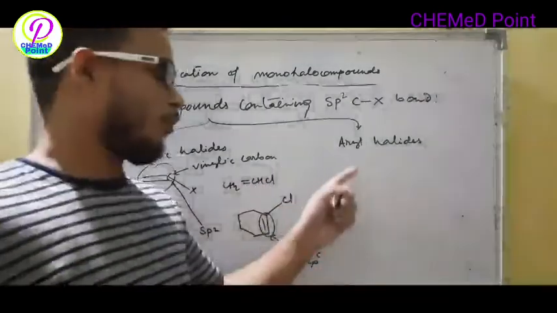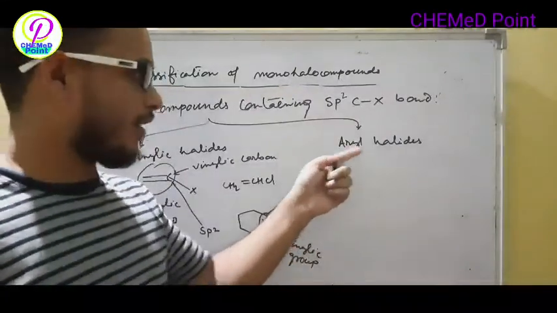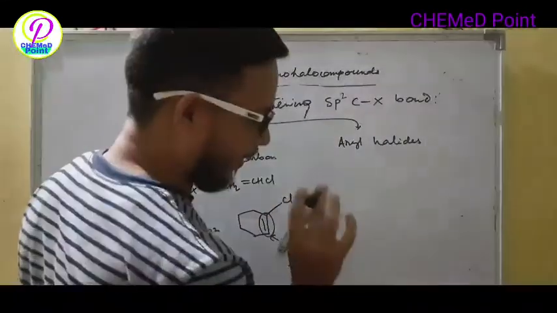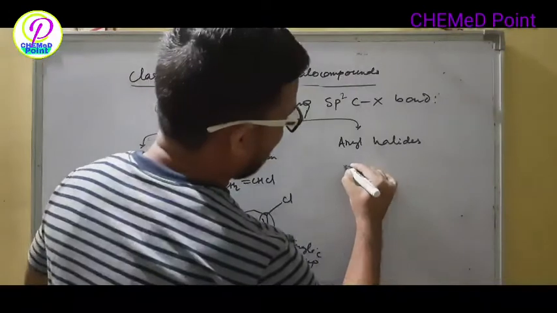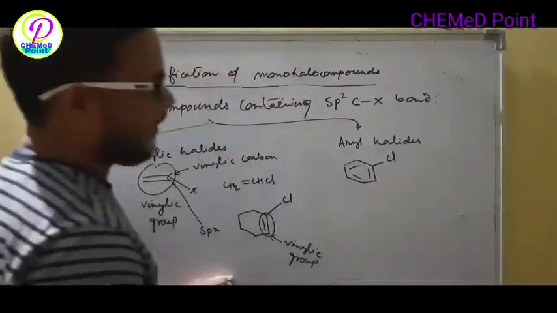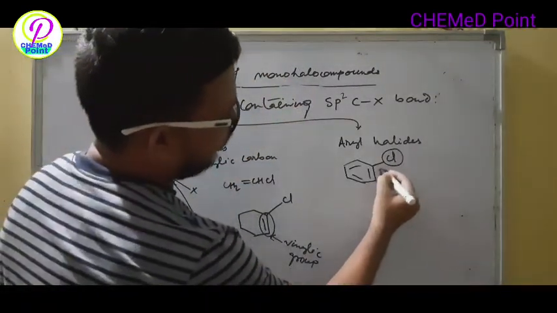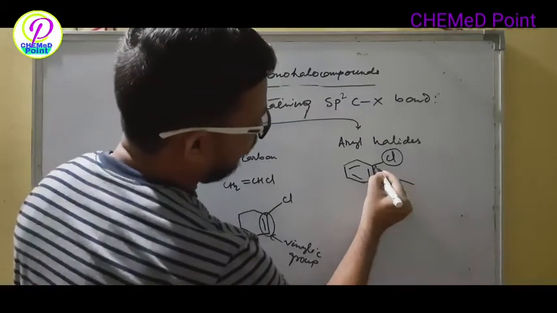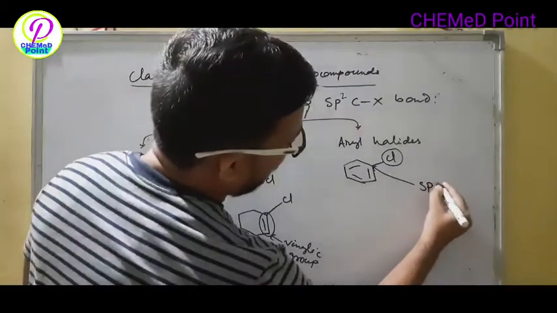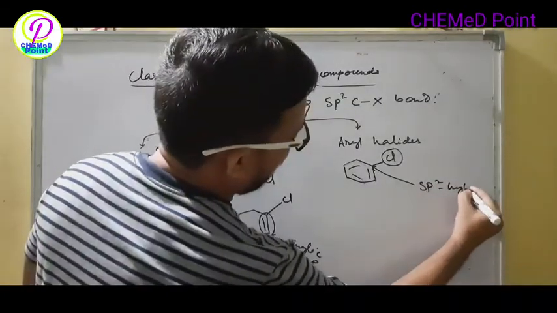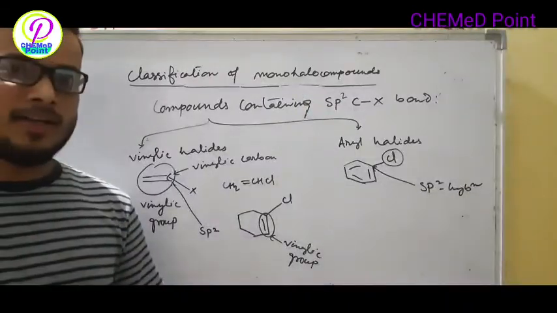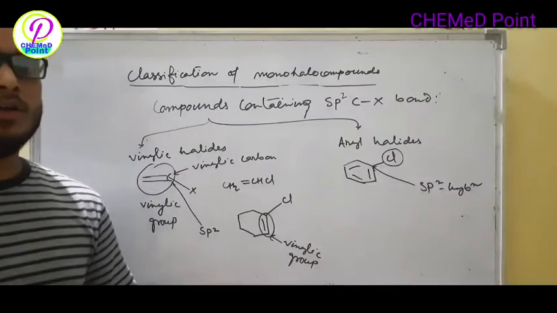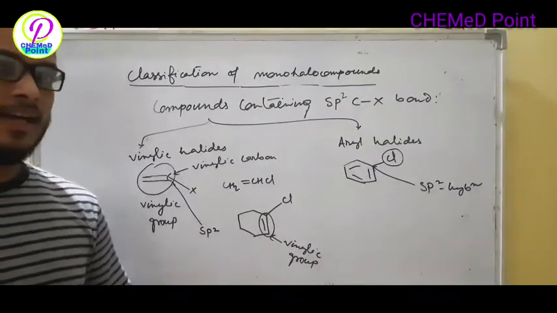In aryl halides, we know that the halogen atom is attached to the carbon of the aromatic ring. Let us take an example, chlorobenzene. You see this halogen atom is attached to the carbon of the aromatic ring and the hybridization of this carbon is sp2. In our next lecture, we will start nomenclature of haloalkanes and haloarenes.